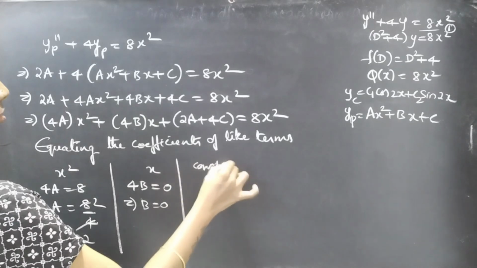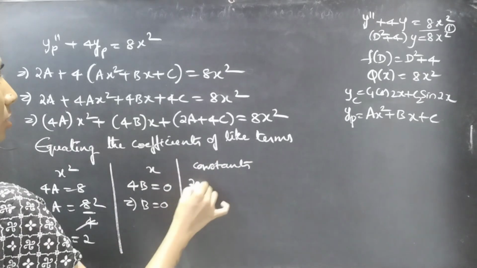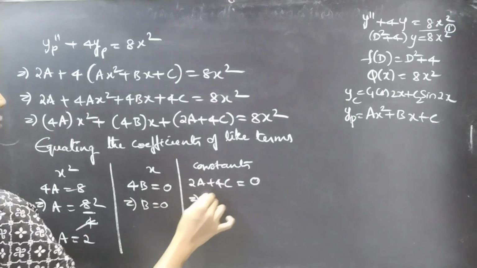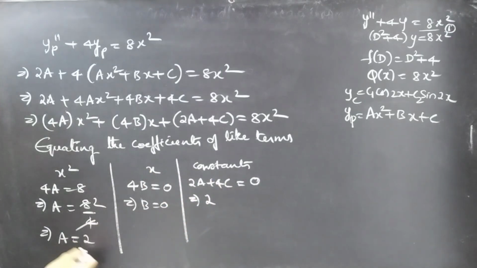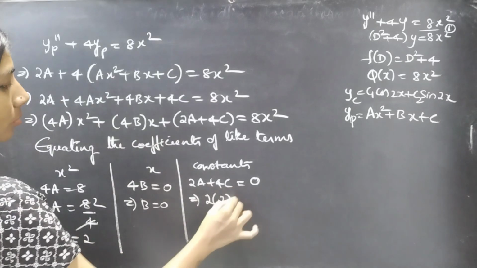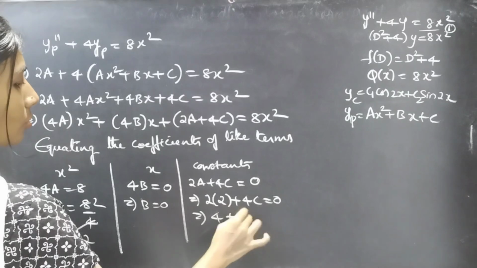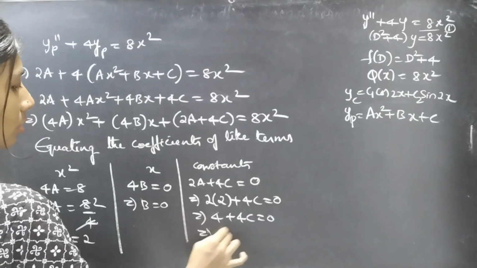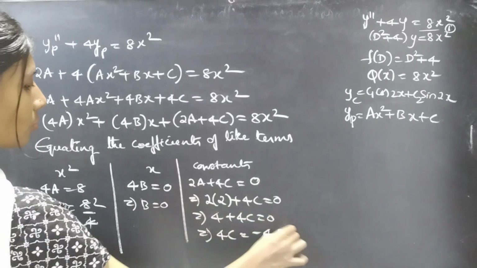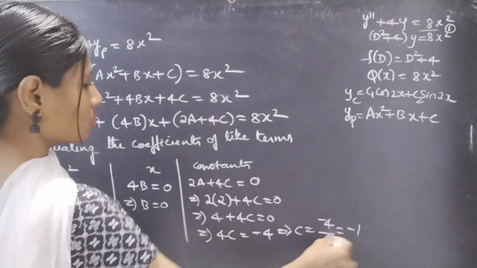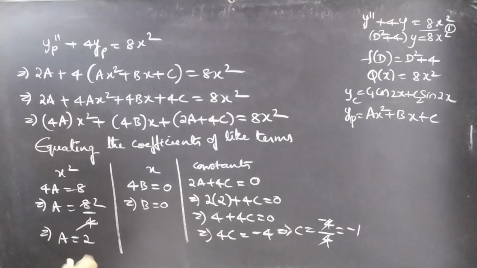Now comparing the constants: 2a + 4c. We don't have any constant in the RHS, so take it as 0. Now here you have a, substitute the value of a, which is 2. 4 + 4c = 0. You can write this as 4c = -4. Then you get c = -4/4, which is equal to -1. Therefore a = 2, b = 0 and c = -1.